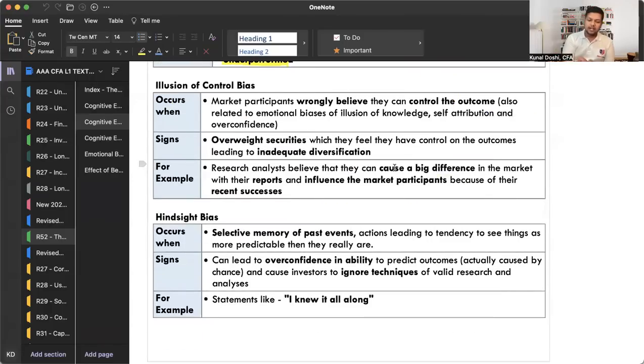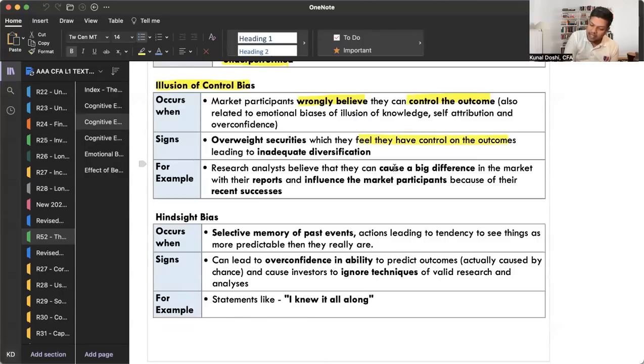Next comes illusion of control. You feel you control the outcome, but in reality you don't. Market participants wrongly believe they can control the outcome. Again, this is also included in emotional bias, where you have lack of knowledge and self-attribution. Basically, you feel that you've made the right decision and you know the outcome better than another. This is very common for people who work in the same company. For example, let's say I'm working at Microsoft and I probably think I know more about Microsoft, so I bet on the stock, right? You overweight securities on which you feel you have control over the outcomes, leading to inadequate diversification.